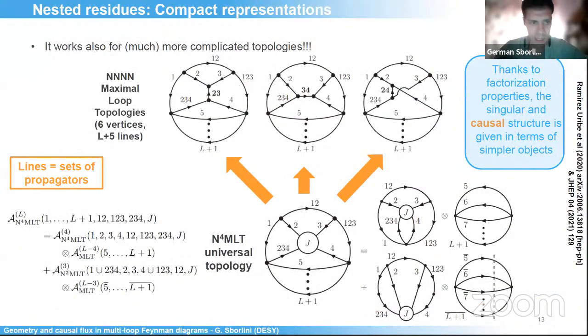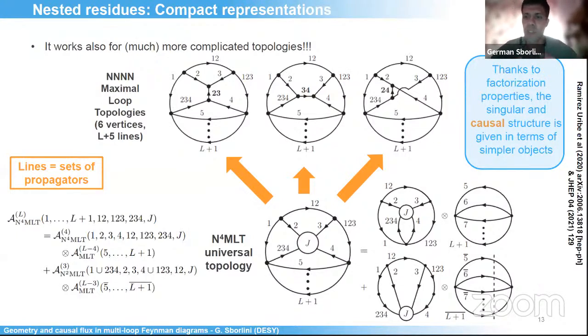And even more interesting, we have been dealing with the so-called next-to-next-to-next-to-next-to-maximal loop topologies, these very complicated diagrams. And we also managed to prove that this dual representation is extremely powerful to show us factorization formulas. And why are these factorization formulas important?